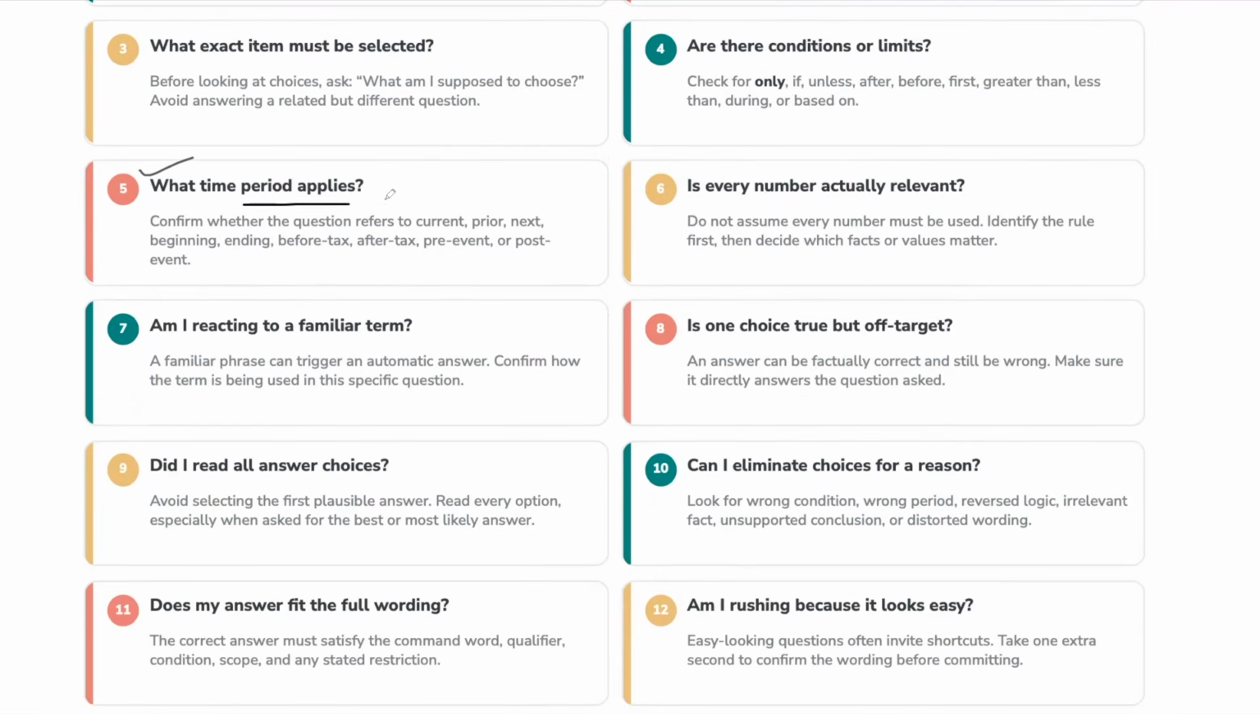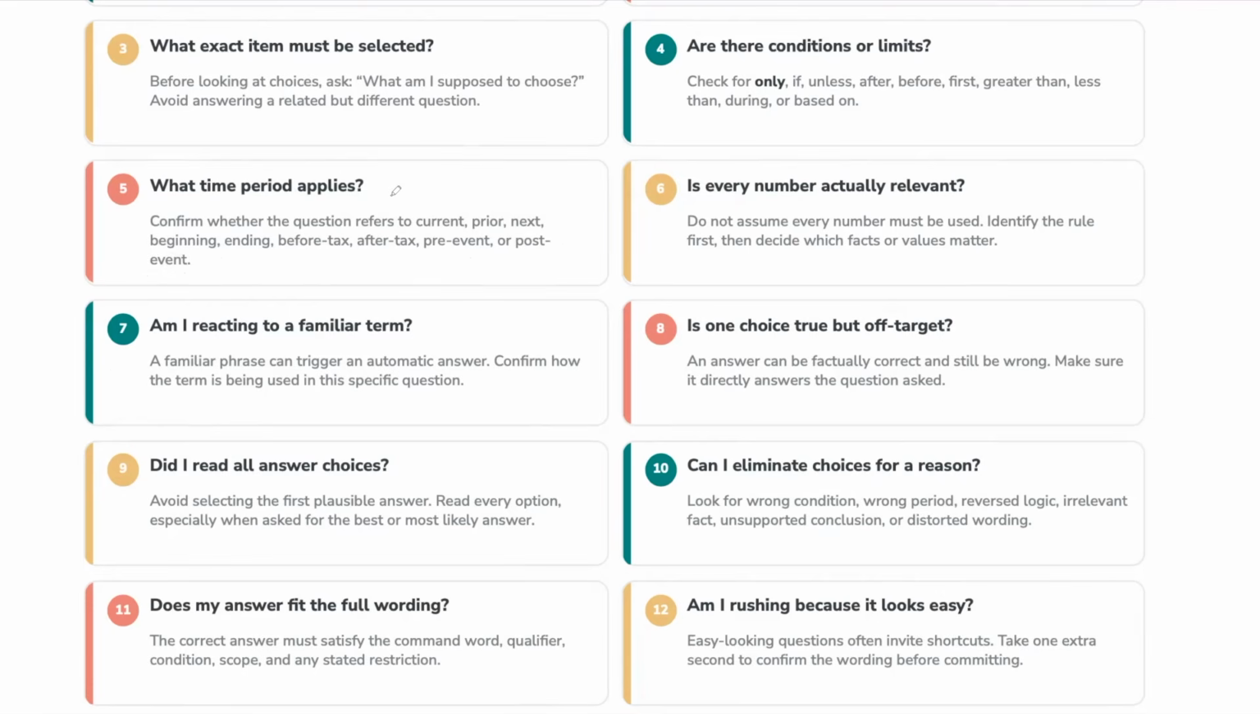Now zoom in to point number 5. What time period applies? And this is another classic exam trap. This is very important in level 1. Are we talking about the current period, prior period, next period, beginning balance, ending balance, before tax amount, after tax amount, pre-event, or post-event? This one is everywhere in level 1. If a question asks for average inventory and you use only ending inventory, your calculation may still produce one of the answer choices. That is the scary part.